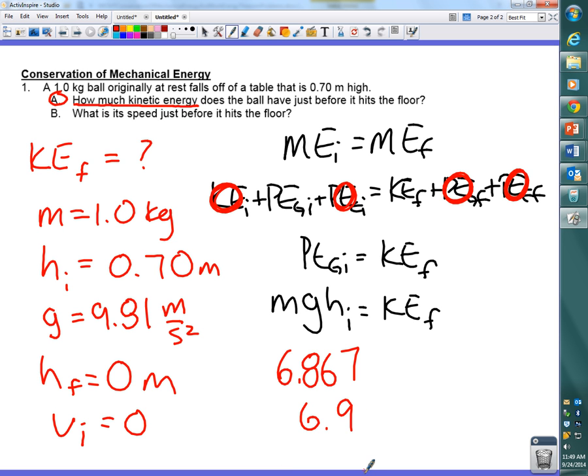And our unit is going to be joules. All right, good there? Whew. All right.